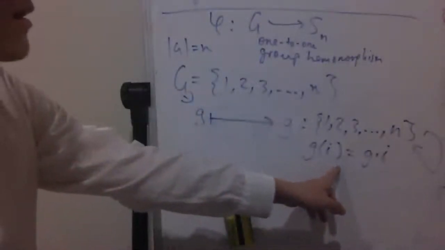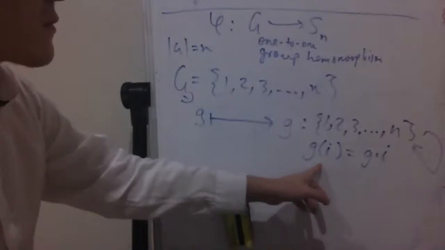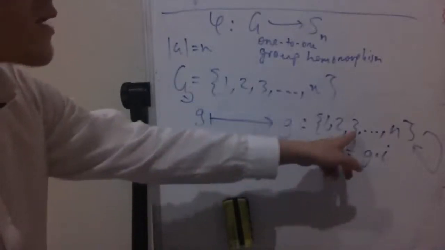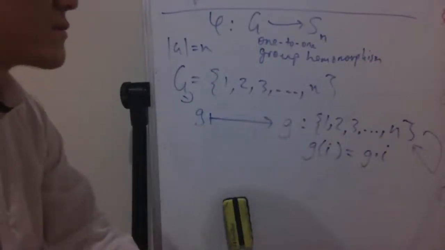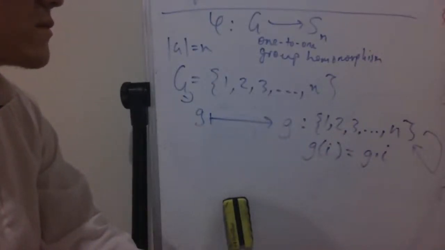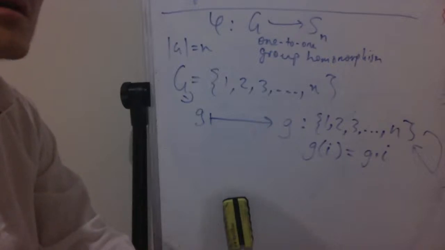So the point is this is a function. The function takes 3 to g times 3. g is a function. You can't really multiply a function. Oh, wait, you can multiply a function. Could you just repeat it?